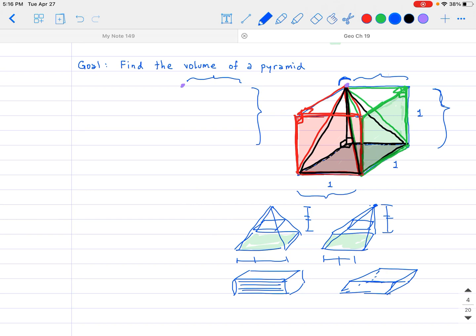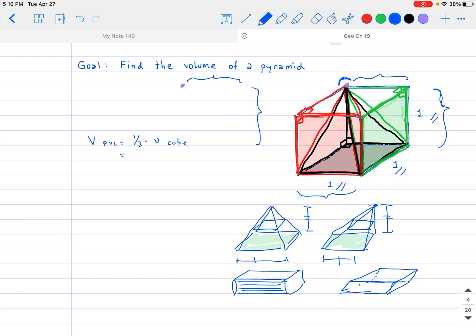So the question is, well, what does that mean? How does that help us out? Well, if the 3 pyramids are all congruent to each other because of Cavalieri's Principle, then that means that they all have the same volume. And if they all have the same volume and they all fit into this cube of 1, then the volume of one of those pyramids is going to be equal to 1/3 of the cube. So 1/3 of the volume of the cube.